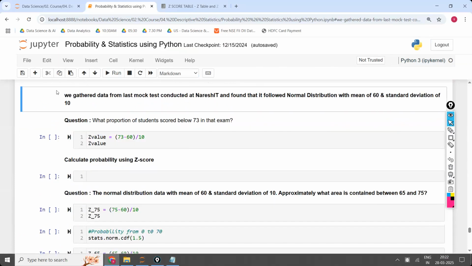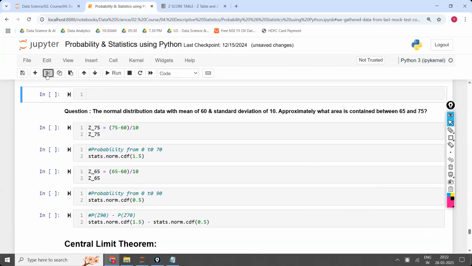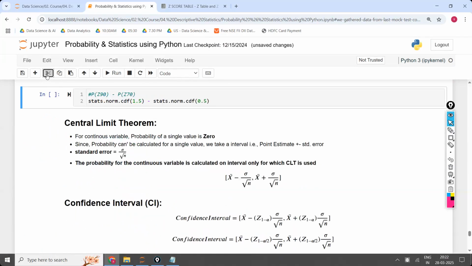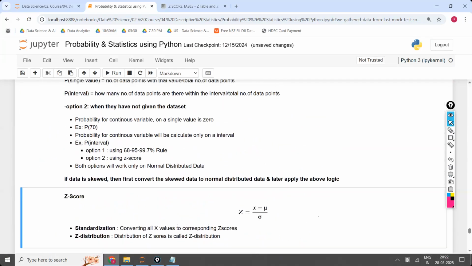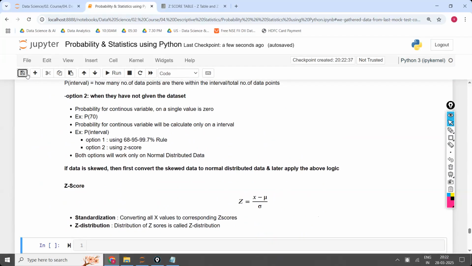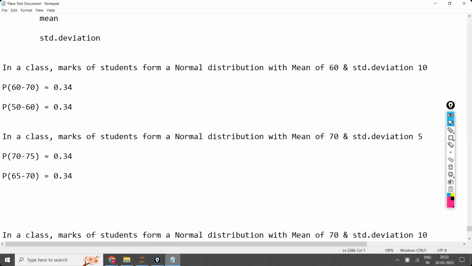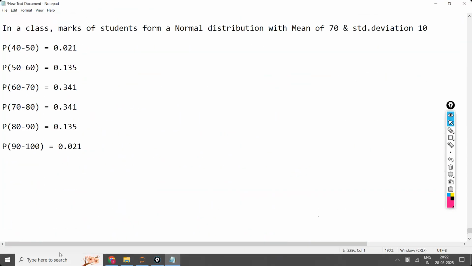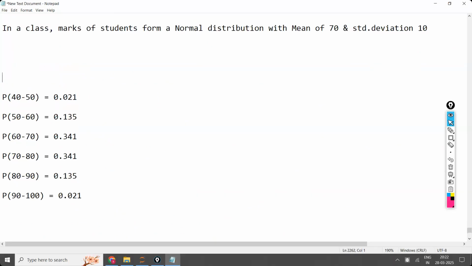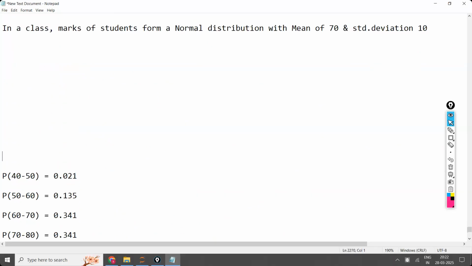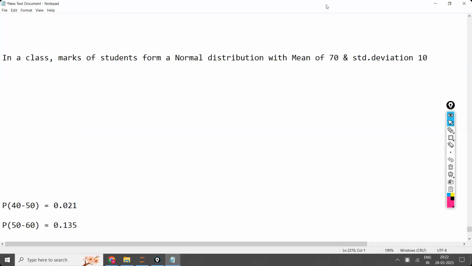Now, this is one more most important question. What is that question? The question is simple. Let's take an example. Yeah, this is the example, guys. In a class, marks of a student forms a normal distribution with mean of 70 and standard deviation of 10. Please write this question. Already we have written yesterday, no sir. One more time you write, please.